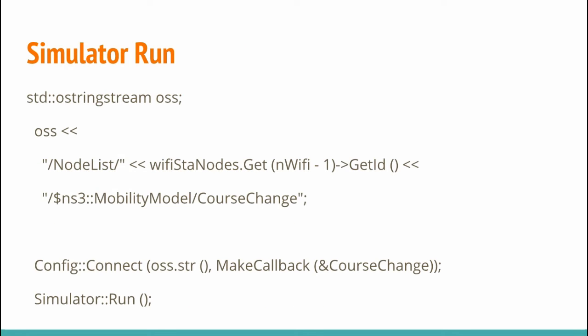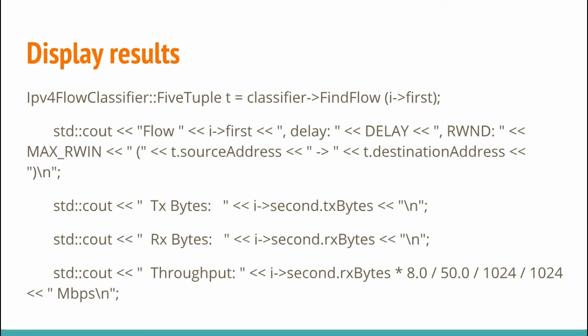And we need to run the code, so that can be done using the Simulator Run command. In order to display the results, we formulate the data in the flow monitor, and the flow monitor displays the result in the form of an XML file. We have to download the file, and we can view that file using Excel or any other software.